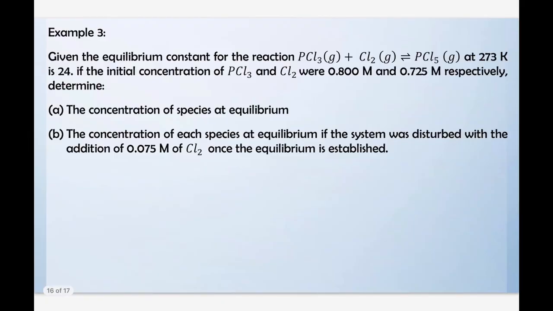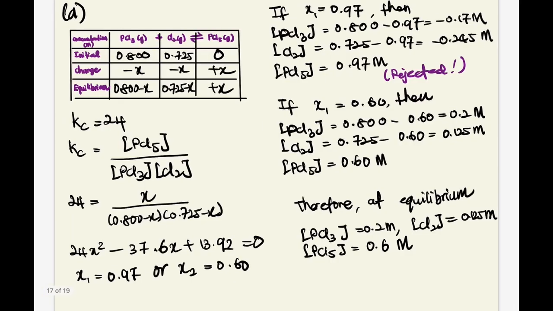Next, untuk question B, so you were asked to find the concentration of each species at equilibrium if the system was disturbed with the addition of 0.075 of chlorine once the equilibrium is established. So, kamu kena faham soalan ini bagus-bagus. So, sistem tu dia dalam keadaan equilibrium, okay, and then it was disturbed. So, kamu kena cari concentration of species bila itu equilibrium is re-established.